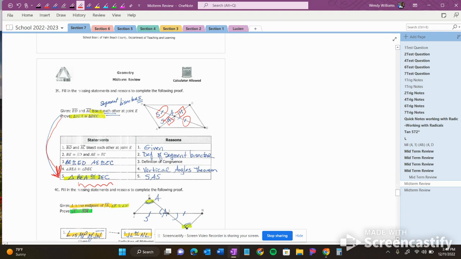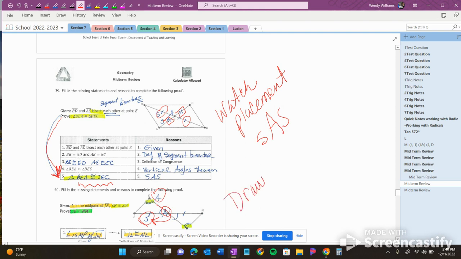Watch the placement of the letters. This is side with the angle and then the side. This is angle, angle, and we don't get the side till we turn the corner. Draw the triangles. It'll take you 10 seconds to draw them on the semester exam. If you don't draw them and you don't mark them, you're going to miss them.